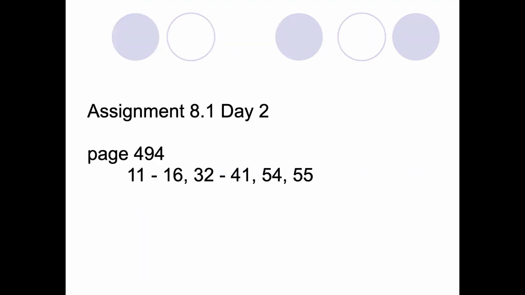All right, that is all for 8.1 day 2, adding and subtracting polynomials. I strongly suggest when you have subtraction that you distribute the negative into the parentheses. It will prevent you from making sign errors, in my opinion.